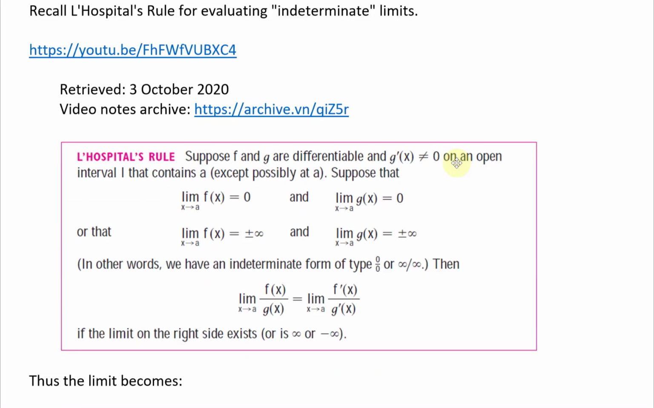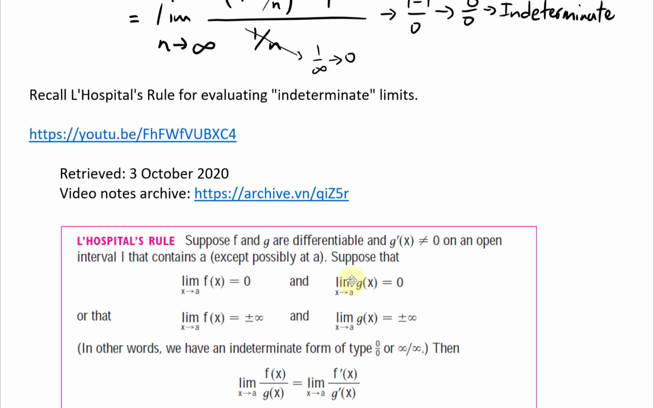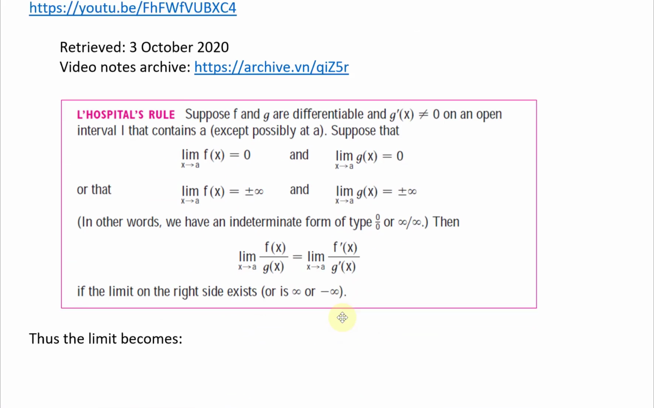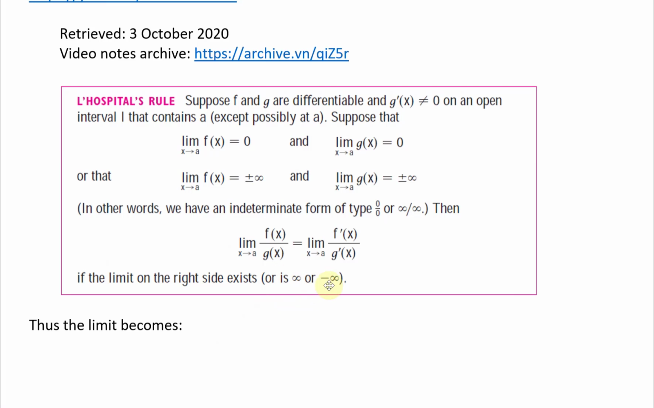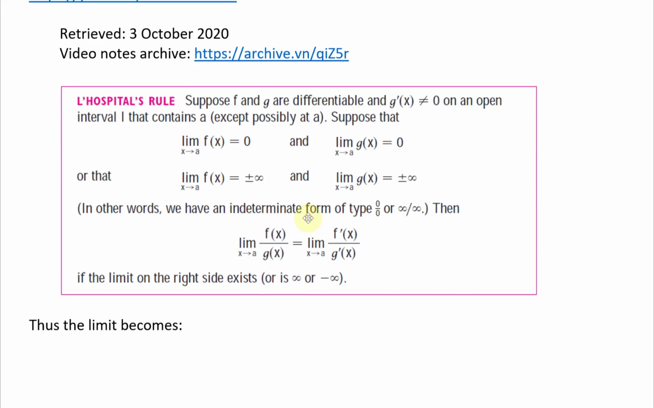Then the limit as x approaches a of f(x) over g(x) is equal to the limit as x approaches a of f prime of x over g prime of x, where g prime of x is not equal to 0 on that interval, except possibly at a. If the limit on the right side exists or is infinity or negative infinity, we can just take the limit of the derivatives and we'll get the result. If it's infinity or negative infinity, that just says the limit is diverging.